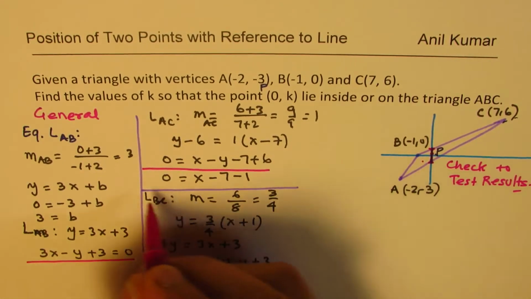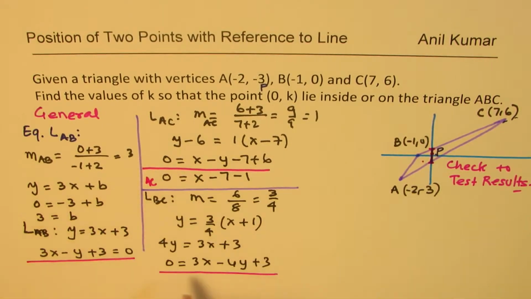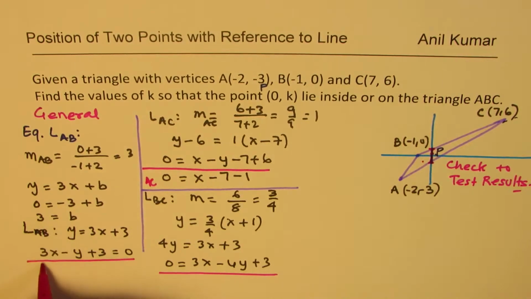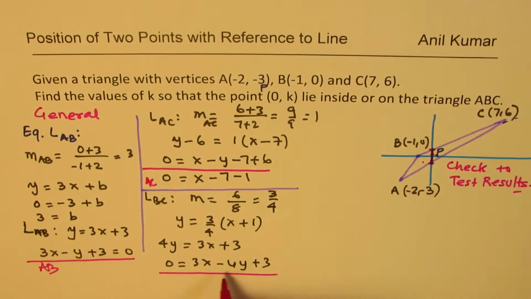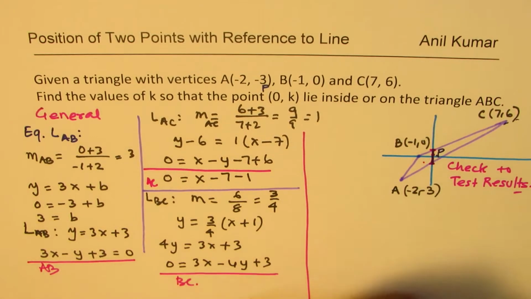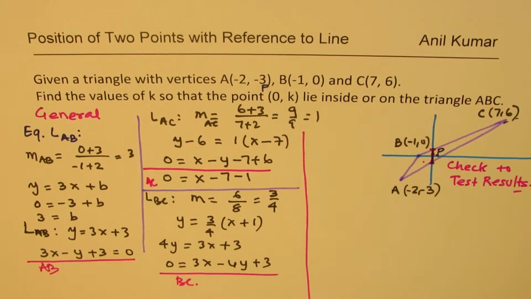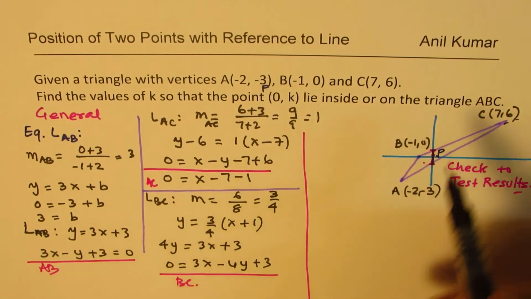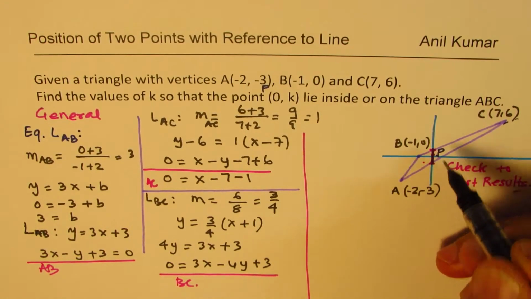So this is line AC, this is line AB, and this is our line BC. Now we'll consider the position of the point P. It should be on the same side, right? So same side. Now let's consider these two as limiting factors.